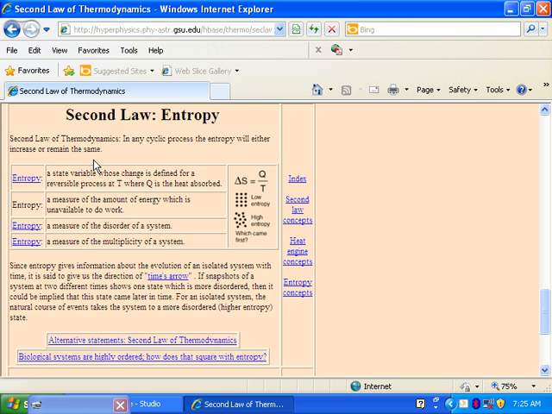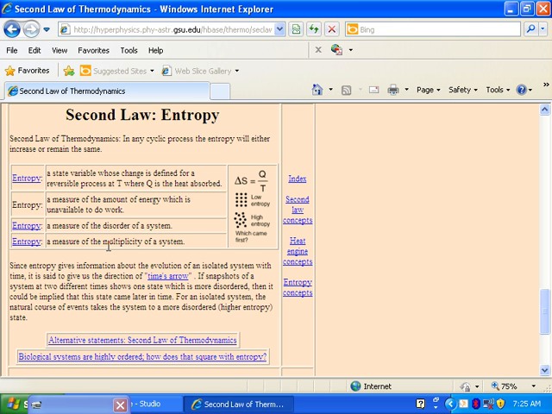Okay? Now, second law of thermodynamics: in any cyclical process, the entropy will either increase or remain exactly the same. So, entropy is the variable S. So the change in S, the change in entropy, is going to equal the heat over the temperature. All right. Now, these are just 4 different definitions of what it is. A state variable whose change is defined for a reversible process at some temperature T, where Q is the heat absorbed. Oh, I'm sorry, T is temperature. I apologize. Lowercase t is time. A measure of the amount of energy which is unavailable to do work. In other words, the heat that has to be lost. Measure of the disorder of a system. Measure of the multiplicity of a system.